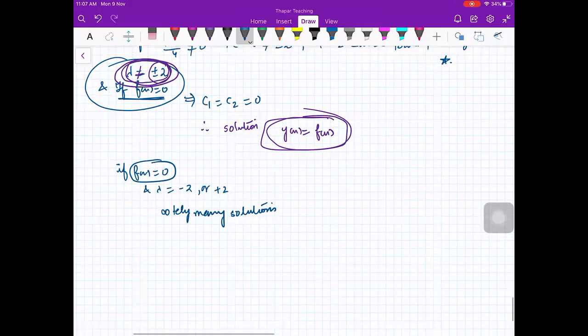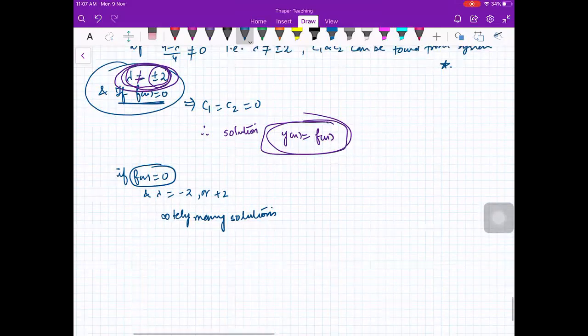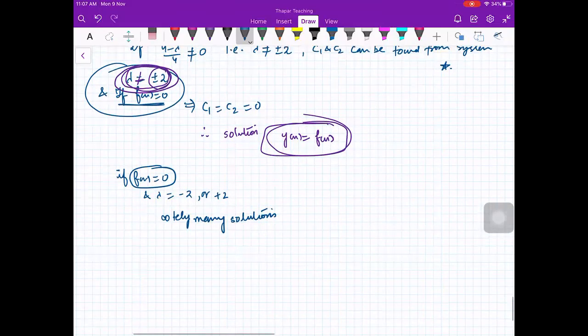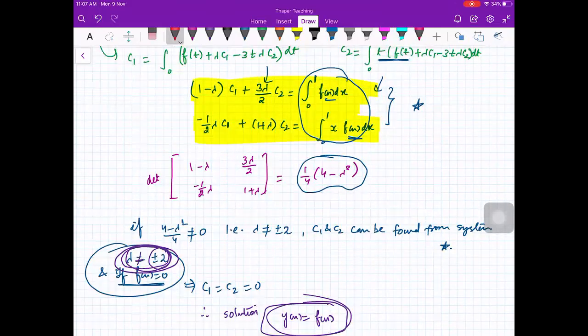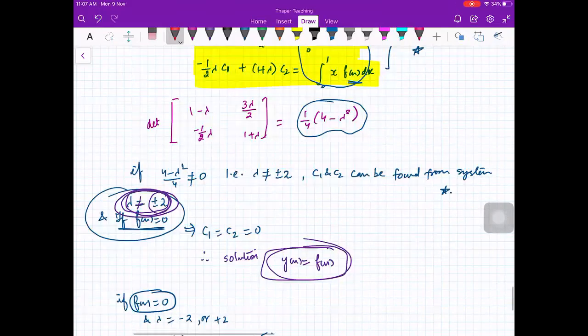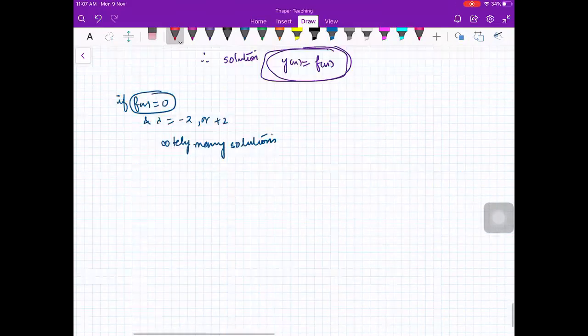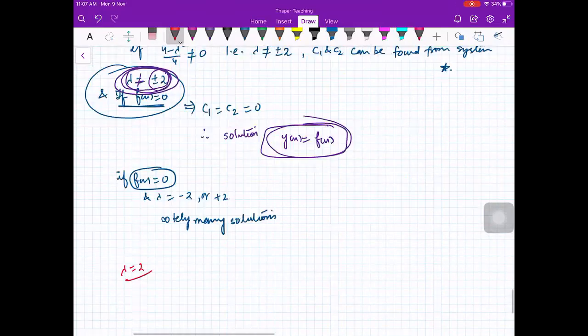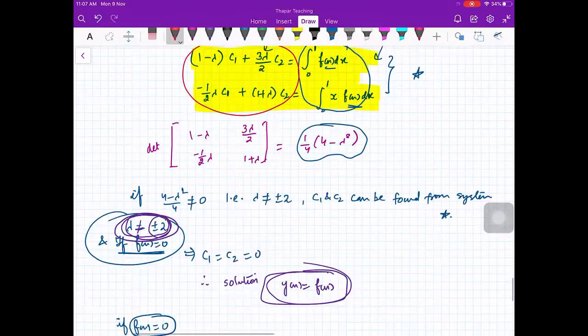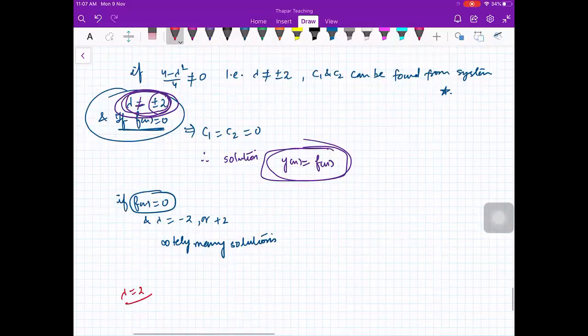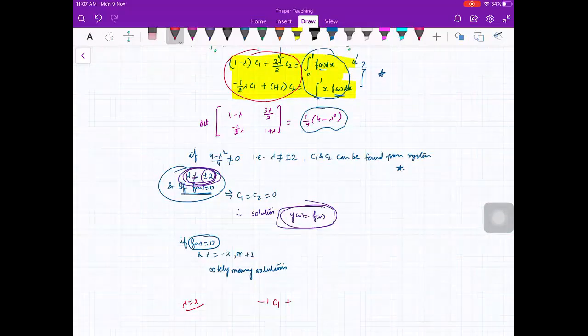So can we write that solution also? Lambda is 2. In that case, what will you get? Just write these equations from here. Lambda is 2, so you'll get linearly dependent equations actually. So in the case of lambda 2, you'll get minus C1 plus 3 C2 equal to 0. I'm discussing f of x is equal to 0. And the second equation will be minus C1 plus 3 C2 equal to 0. So you'll get C1 is equal to 3 C2.